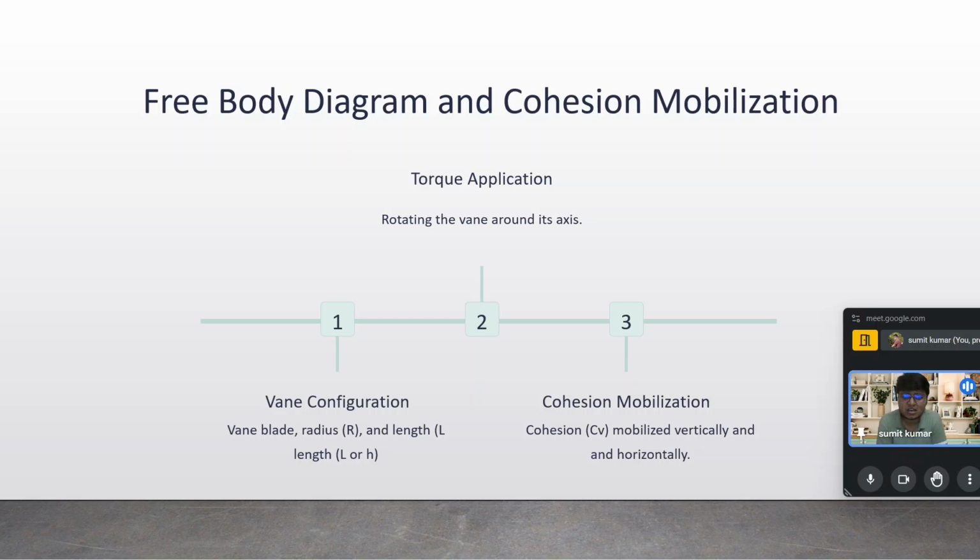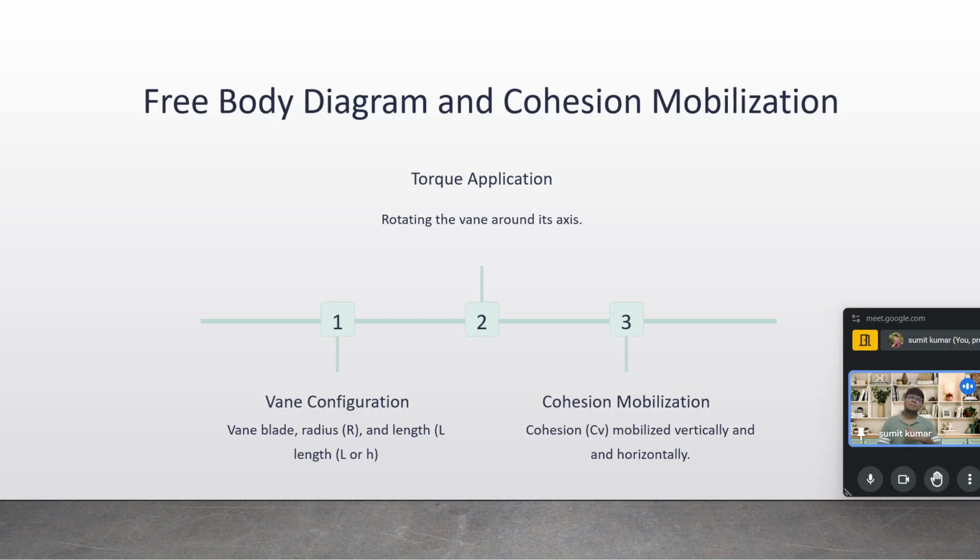Okay, so after that, laboratory and field testing is performed, and we see how the cohesion mobilization takes place over here. So some configuration needs to be understood. First of all, the main blade must be there. That blade must have a specific radius, that is arm. The length should be there, that is the length of the blade, that is L or H, whatever you want to represent.